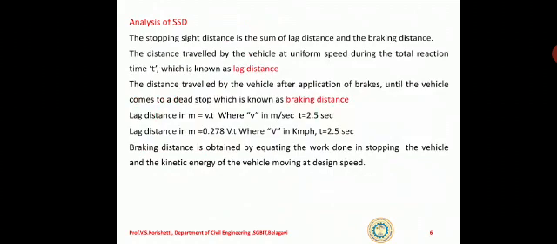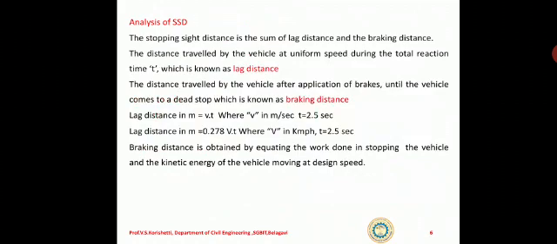By the definition of lag distance, I can write it as lag distance equal to V into t, where V is in meter per second, and t is the reaction time of the driver, which is taken as per IRC as 2.5 seconds. When I measure V in kmph, the formula tends to be 0.278 Vt.